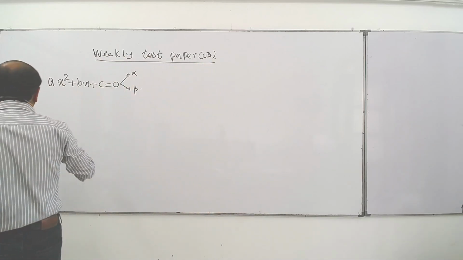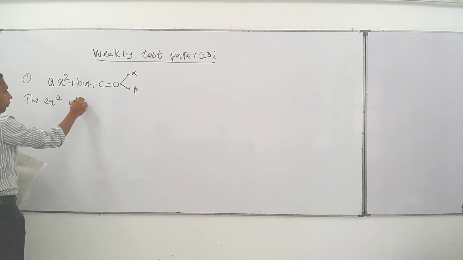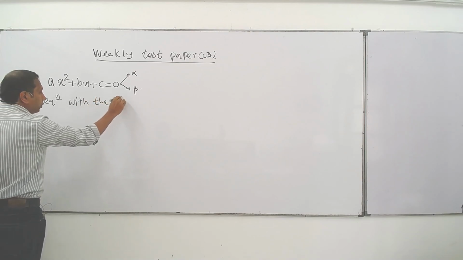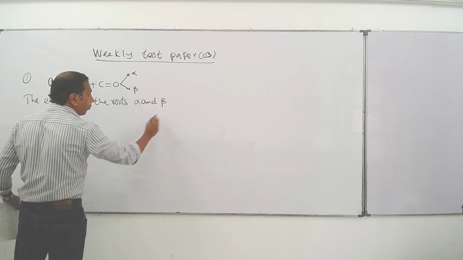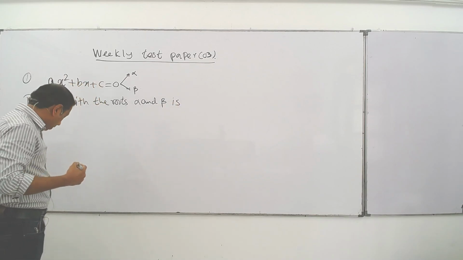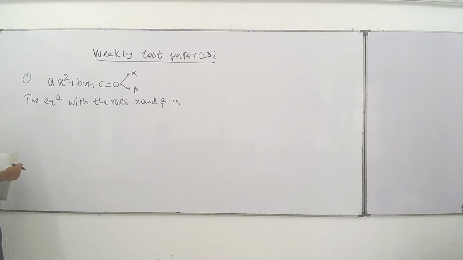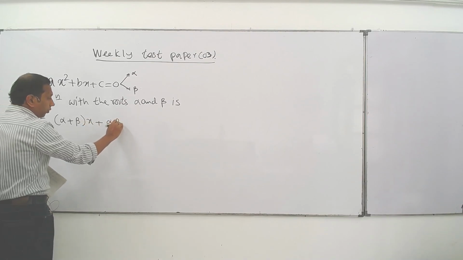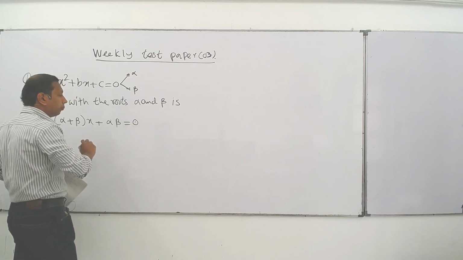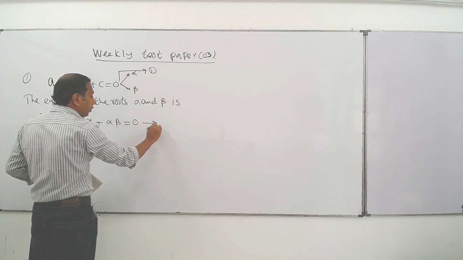The equation with the roots alpha and beta is, when we are given the roots, the way of writing the quadratic equation. How to write that, people? Yeah, x squared minus sum of the roots times x plus product of the roots is equal to 0. So this equation we will take as number 1, this equation number 2.